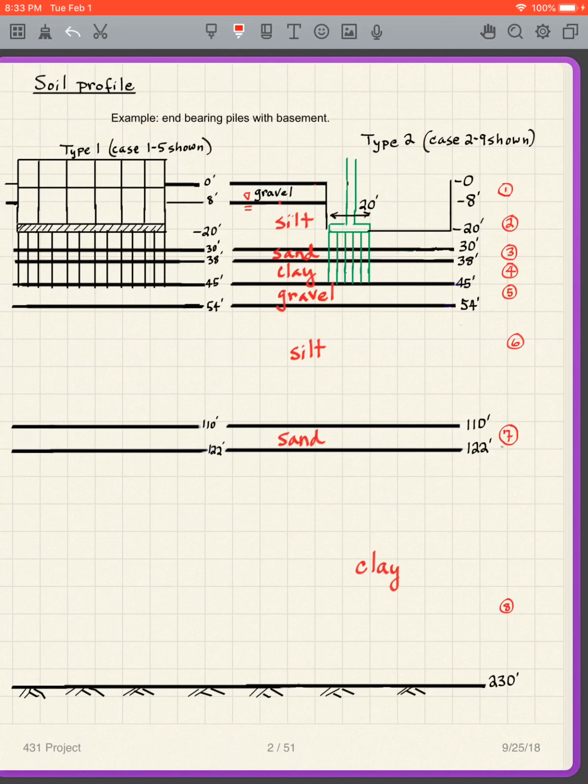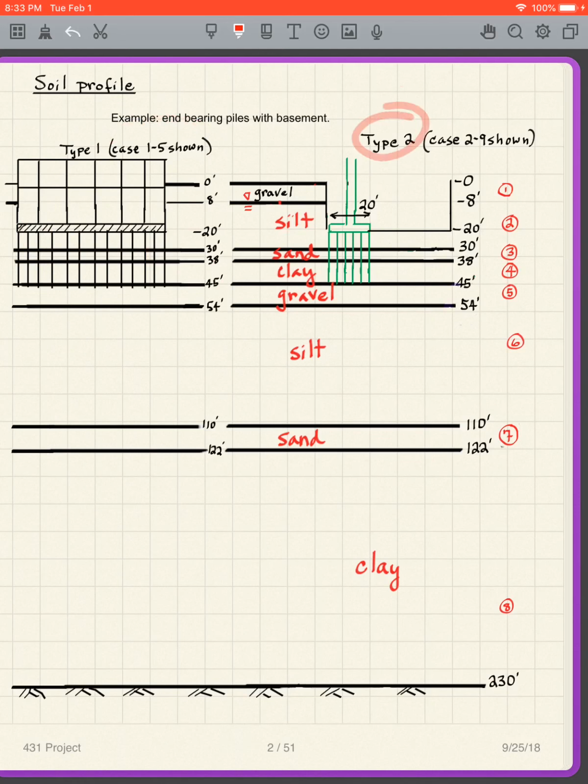So we're going to have a bunch of different cases, but this is 2 of the cases. So what is this case 1.5 here for the type 1 foundation? Well, here's my structure. It's got a basement. The basement is 20 feet. And then I have piles underneath the structure that go down to 45 feet. That's one of our cases that we're going to consider.